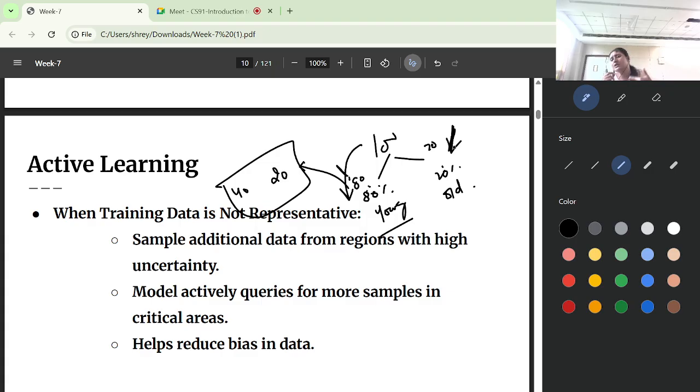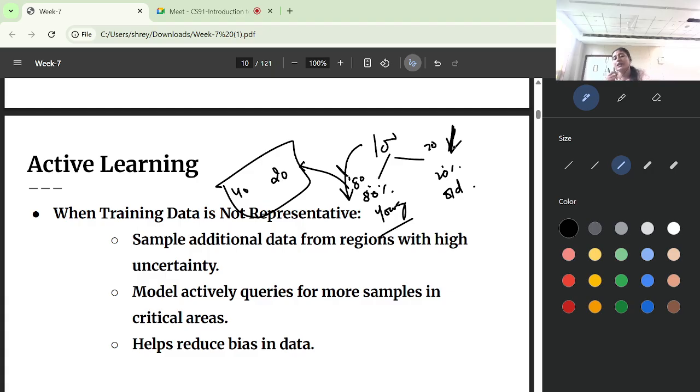I will not ask this many questions to the students who, maybe they can ask. I can say that I am putting more effort toward the side where I know there are more uncertainties. So it means that it is a type of active learning. Active means we are putting our effort where we can find difficulties. So the model actively queries for more samples in the critical areas. Generally, we go for testing the areas which are more critical.